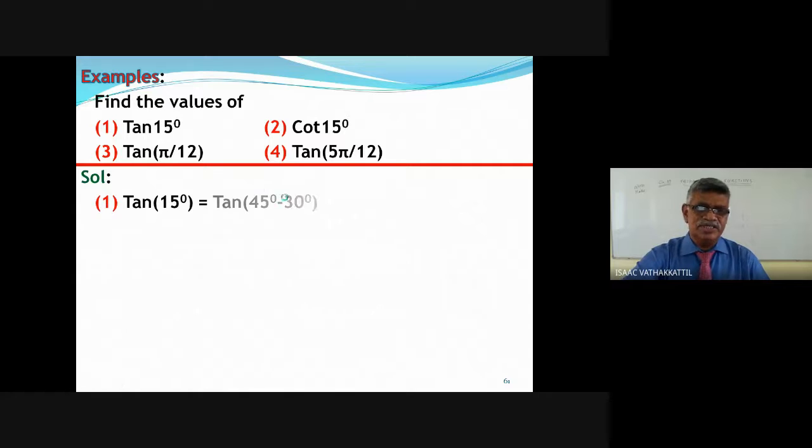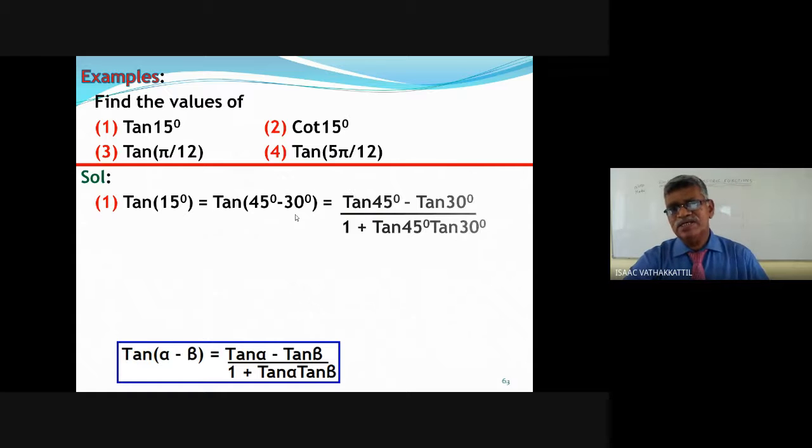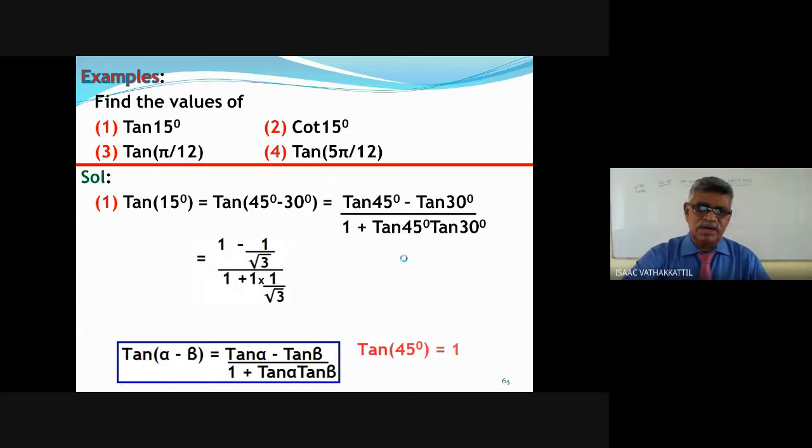Tan 15 degrees is tan of 45 degrees minus 30 degrees. What is tan alpha minus beta? Tan alpha minus tan beta upon 1 plus tan alpha tan beta. So tan 45 degrees minus tan 30 degrees upon 1 plus tan 45 degrees tan 30 degrees. What is tan 45? 1. What is tan 30 degrees? 1 by root 3. So this is 1 minus 1 by root 3 upon 1 plus 1 into 1 by root 3, that is 1 plus 1 by root 3.